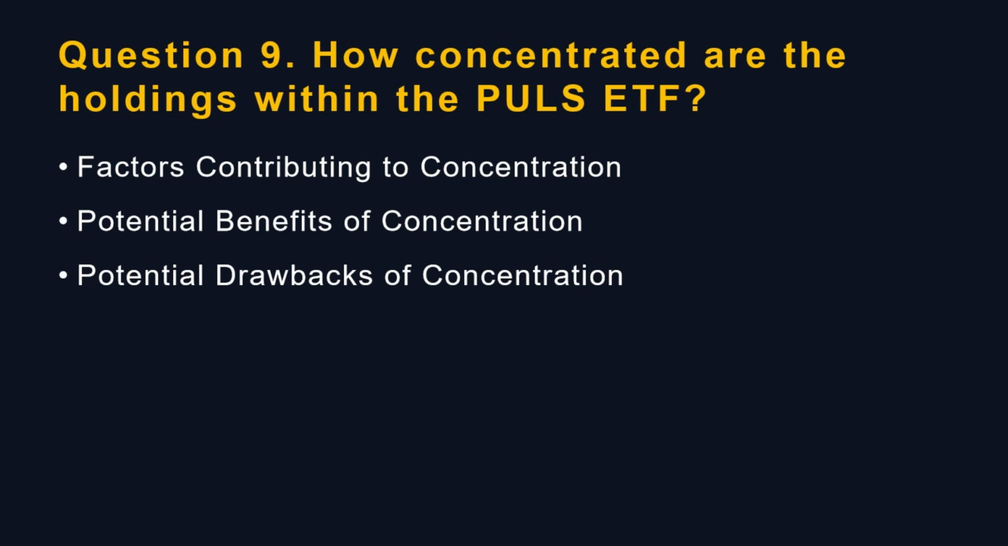Active management. Unlike passively managed index ETFs, PULS is actively managed by a team of portfolio managers. These managers have discretion in selecting which specific ultra-short-term bonds to include within the ETF. While diversification is a goal, they might choose to concentrate holdings in specific issuers or sectors based on their investment judgment.